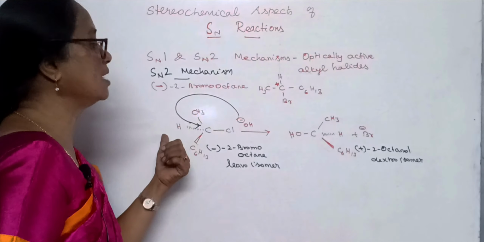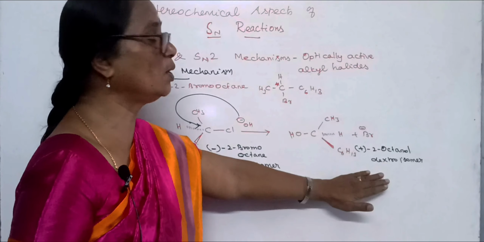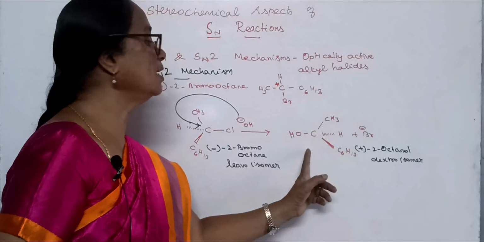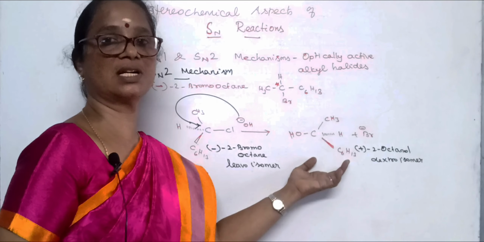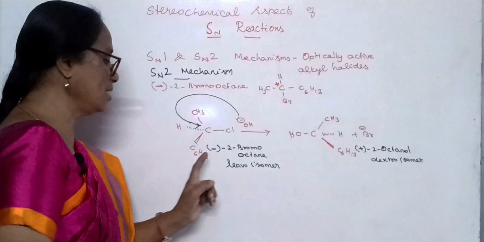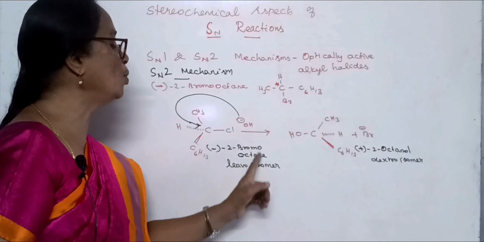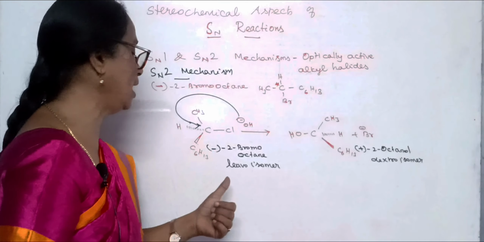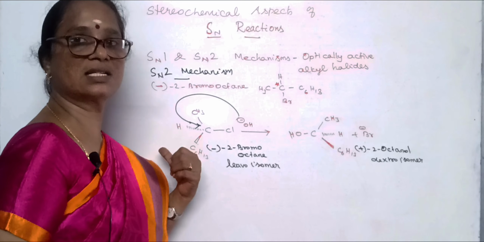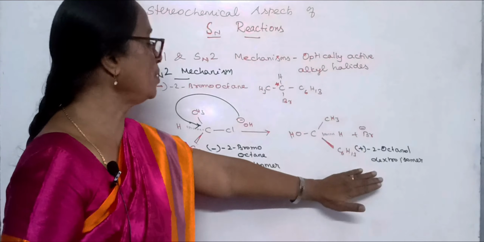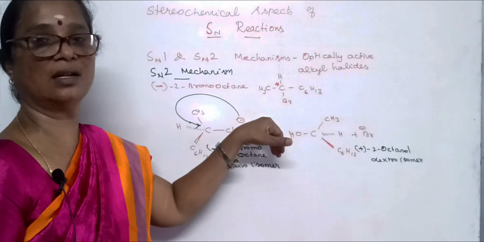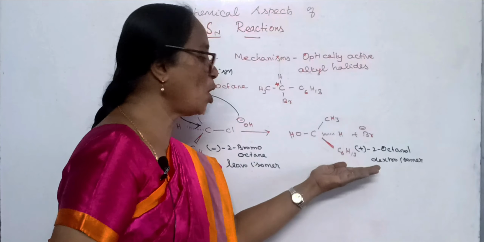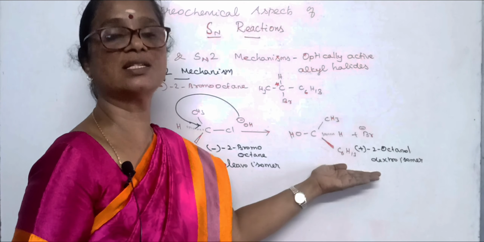So due to the backside attack, the resulting molecule which is formed from the transition state makes the inverted product. So this is called inversion. Here, the compound I have taken is (-)-2-bromooctane. That means its solution is capable of rotating light in the anti-clockwise direction. But the product formed upon the nucleophilic substitution gives rise to the dextro isomer. That means this product is capable of rotating light clockwise.